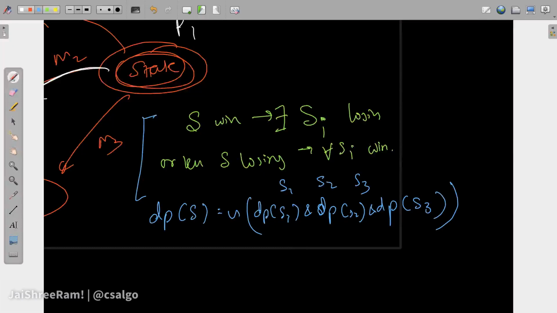Is this DP concept clear to everyone? Can I have a +1 if this is clear? Because this is important. This comes up quite often, like DP plus game setting.